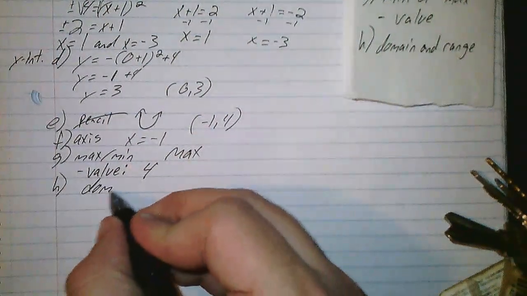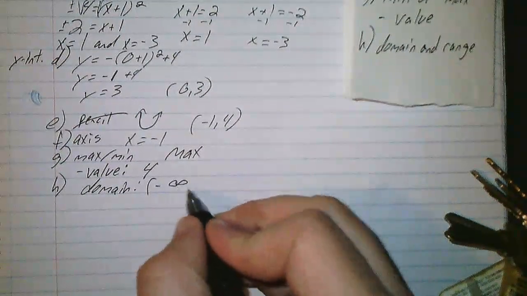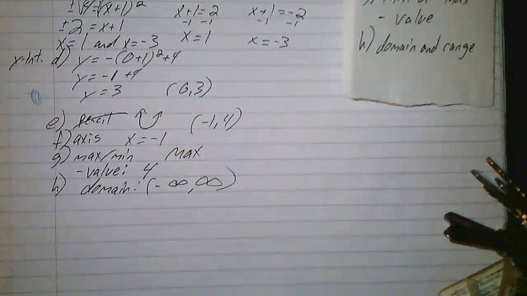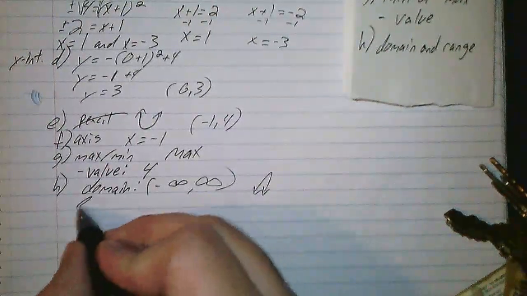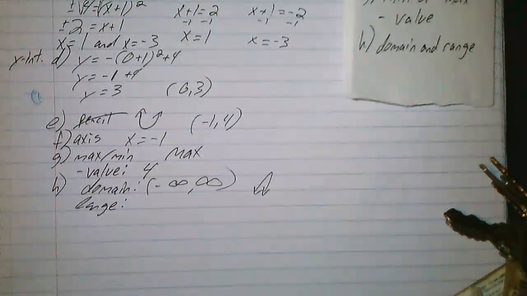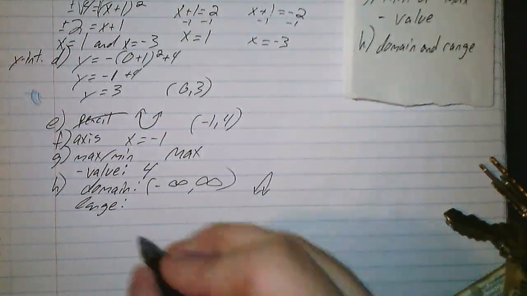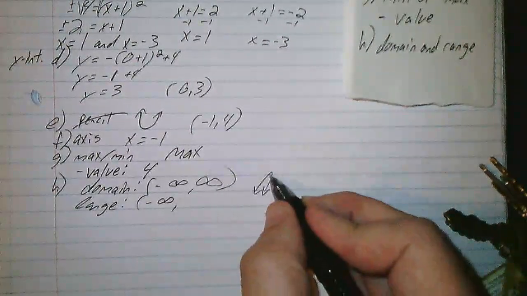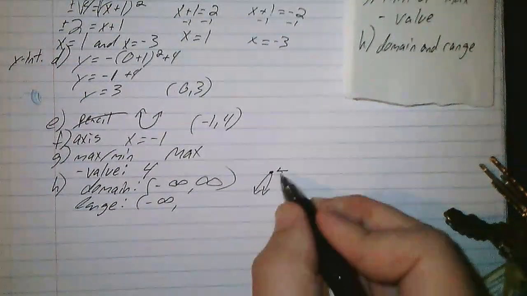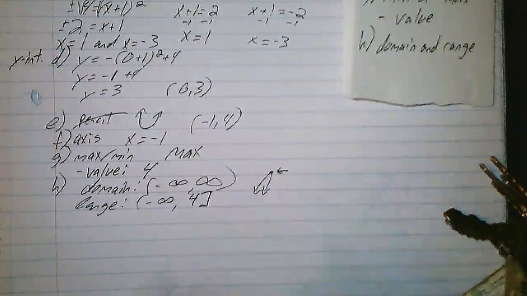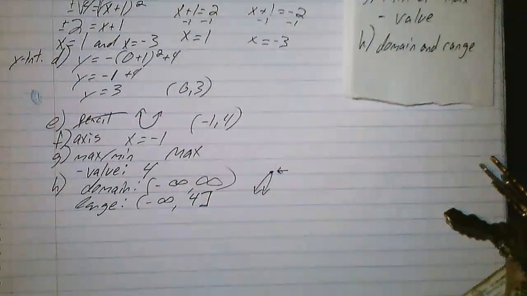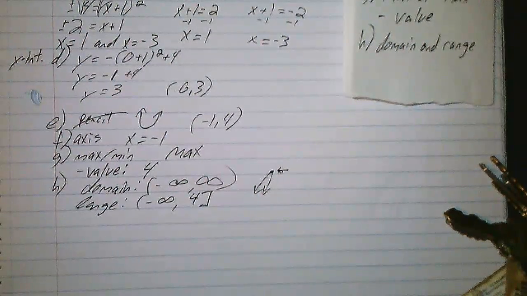Finally, domain is always negative to positive infinity. We open downwards. Don't get the range wrong. Students always get the range wrong. We go from negative infinity up to a maximum value of 4 with a bracket. So there you have it. I think I'll stop there, but let me know if you have any questions.